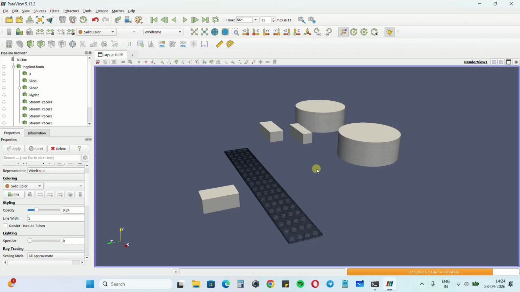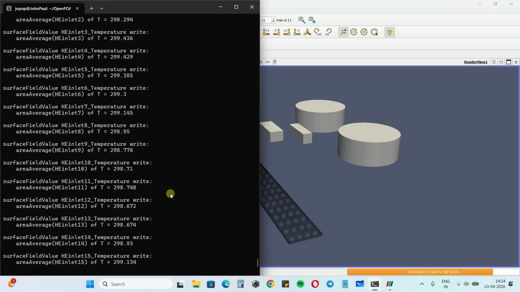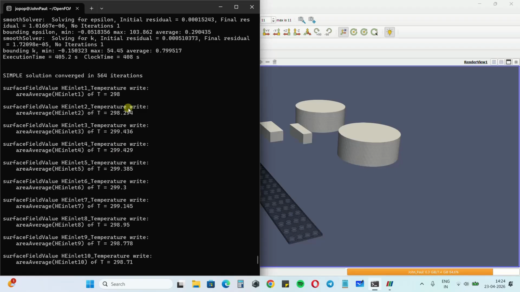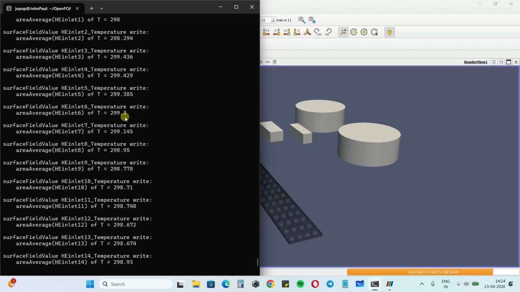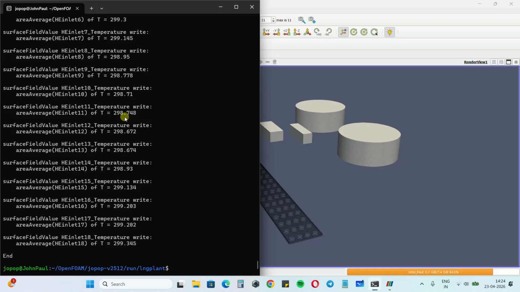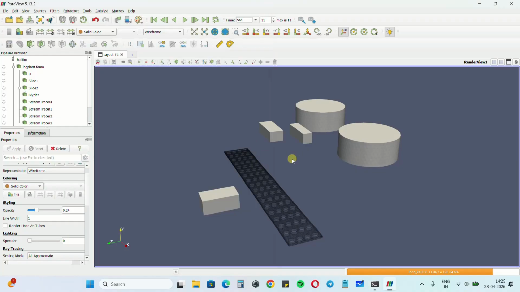Okay, so I have loaded the result files in ParaView to once again take a look at the temperatures. We saw that almost all of the heat exchangers except the first one had significant temperature rise, and many had at least 1 degree of temperature rise at the inlet. So now let's try to understand how that is happening.